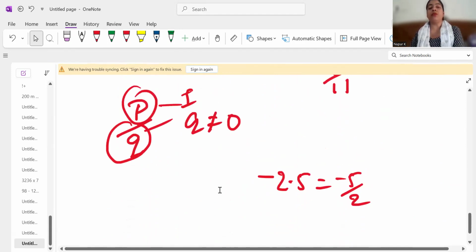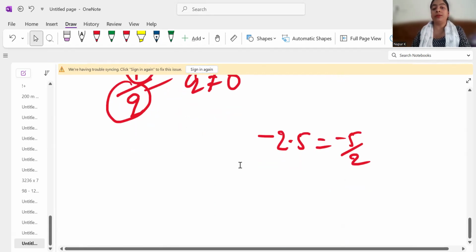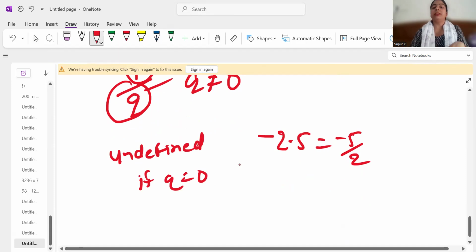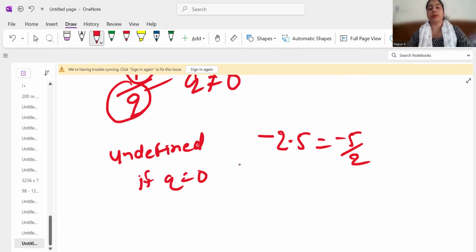And tell me one thing, what will happen if q becomes 0? There will be 0 in the denominator, right? Very nice. So there will be 0 in the denominator and it becomes undefined. It becomes undefined if q is equal to 0. That's why q never becomes 0 in the denominator.